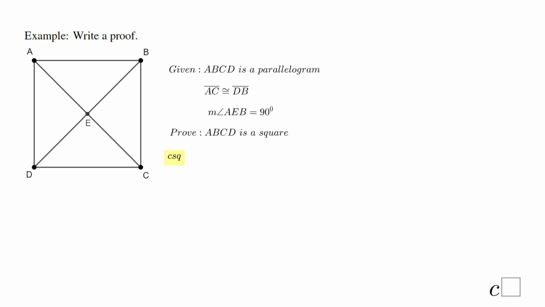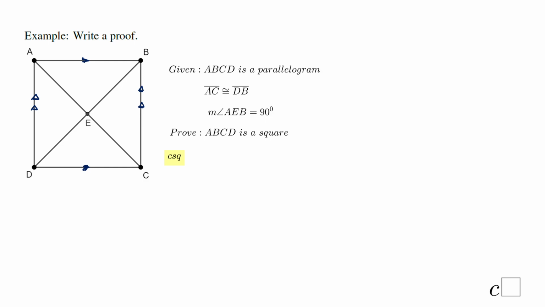We need to write a proof, and this is a way to prove all the properties we mentioned in a square. We know here that ABCD is a parallelogram, right? If you remember what a parallelogram is, these two sides are parallel and these two sides are also parallel. We know that AC is congruent to DB, so this is a special parallelogram for which the diagonals are congruent. That means it is a rectangle.